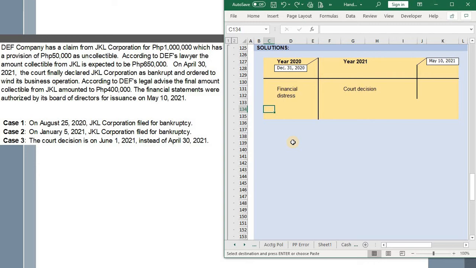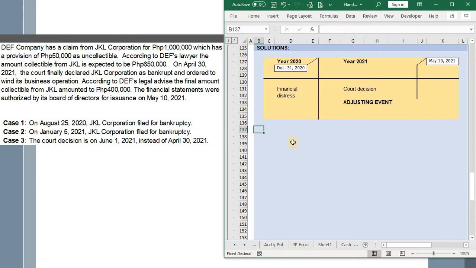Of course, prior to the court decision, we have already recorded an allowance for uncollectible accounts related to the JKL receivable, and that is only based on estimate. However, due to the court decision, which is already final, we are able to determine how much of the receivable is actually uncollectible. And since the court decision is related to a condition that is already existing in 2020, it means that the event after the reporting period is considered an adjusting event.